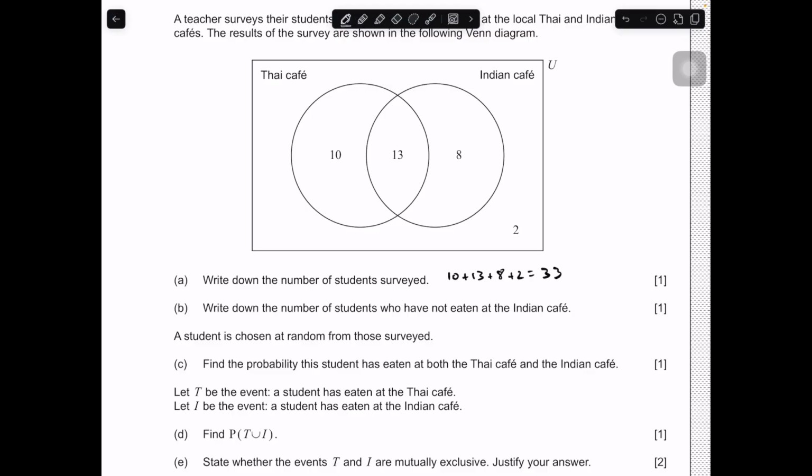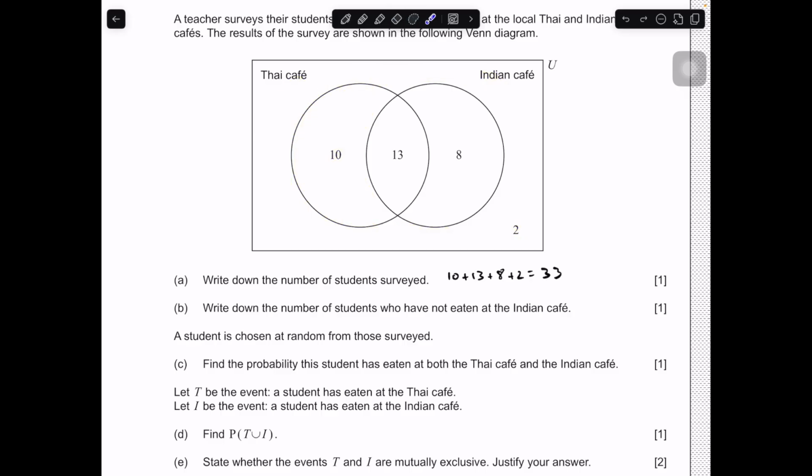Write down the number of students who have not eaten at the Indian cafe. So maybe I'll use the highlighter here, for example. If we wanted to say how many people have eaten at the Indian cafe, it would be everyone within here. These are the people that have eaten at the Indian cafe. But how many people have not? Well, everyone here outside of the Indian cafe, they haven't. And then, of course, even the people that haven't eaten at all, like these people, they haven't eaten at either of these cafes, but of course they haven't eaten at the Indian cafe either.